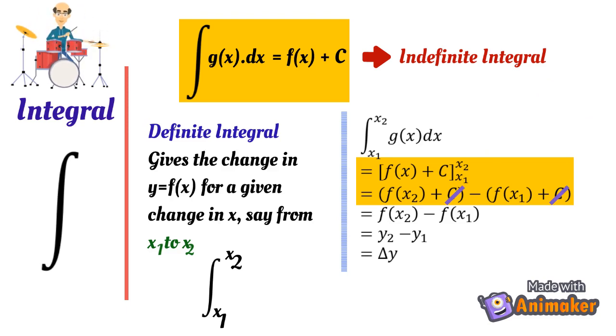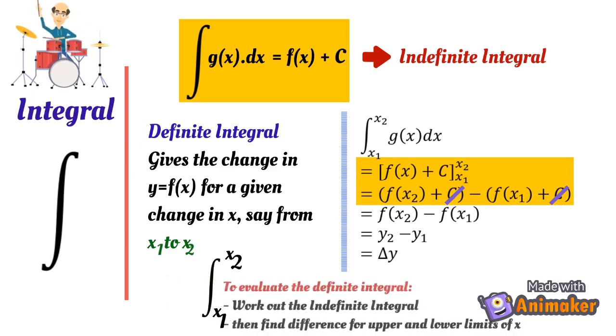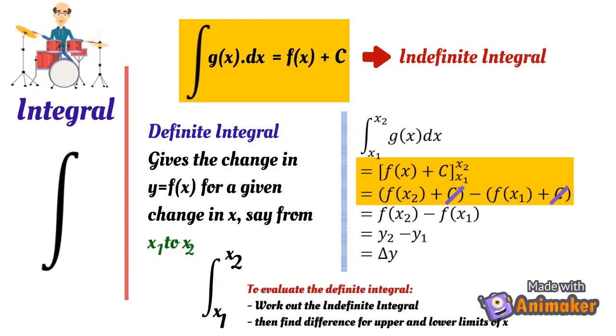So to calculate the definite integral, we basically evaluate the indefinite integral and then find the difference in its values by substituting the upper and lower limits of x, that is, the values of x after and before the change.